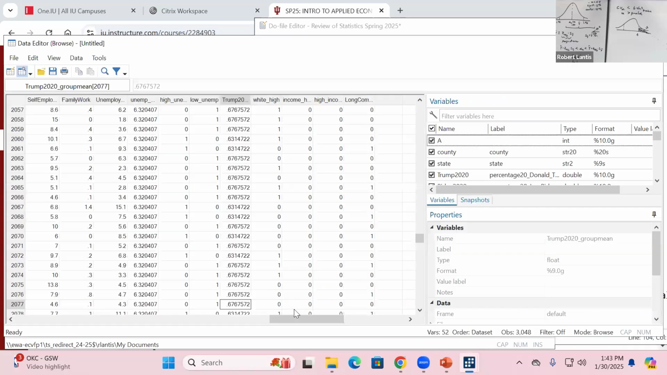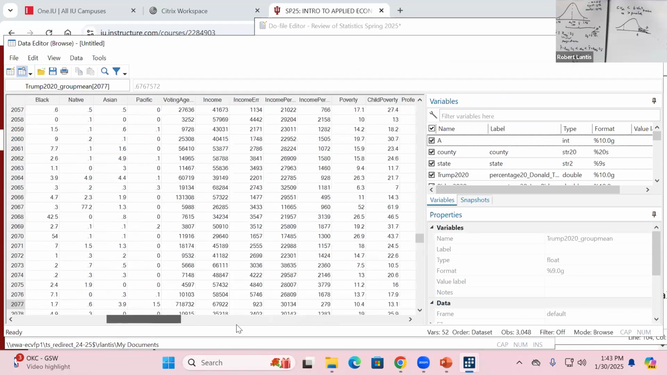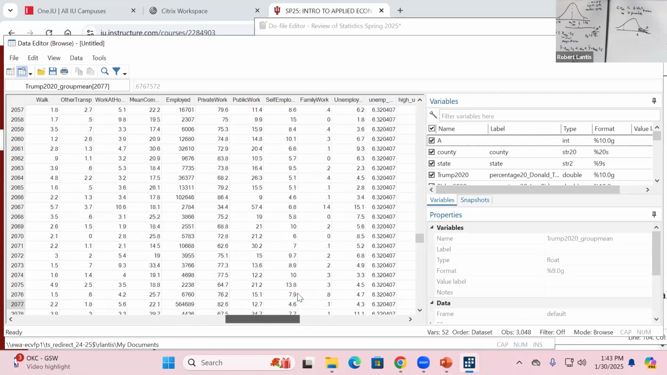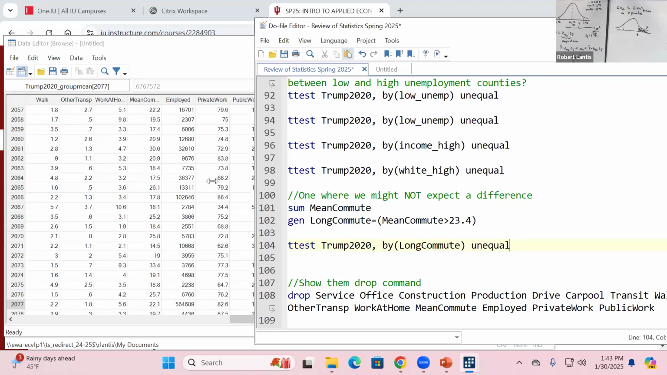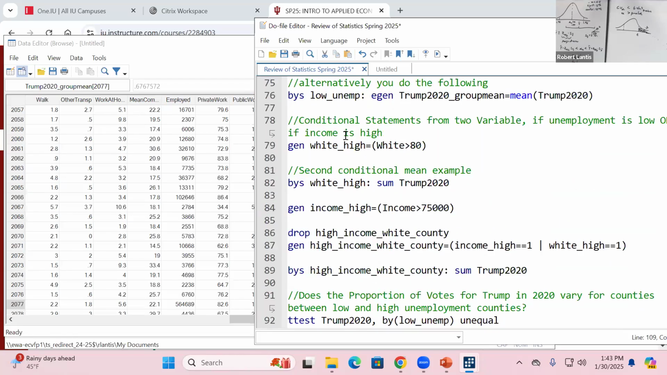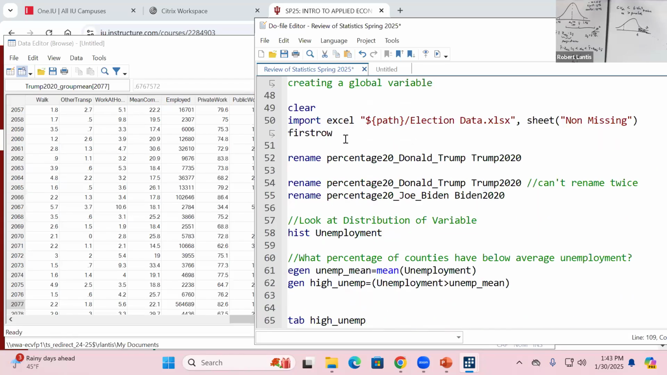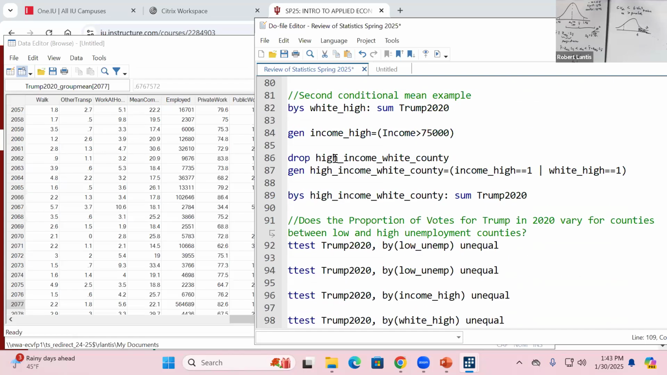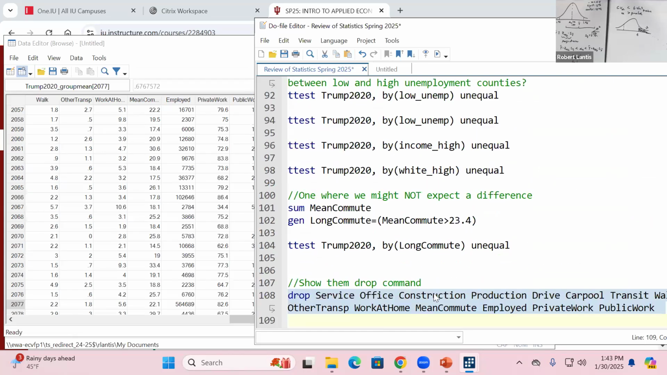So when I'm looking at the data, instead of scrolling back and forth all the time, you can see I'm not going to need some of these variables. You can also use that drop command, right? I used it earlier to drop one specific variable. Where is it at now? Somewhere right here. You can drop all these other variables that you don't really need.